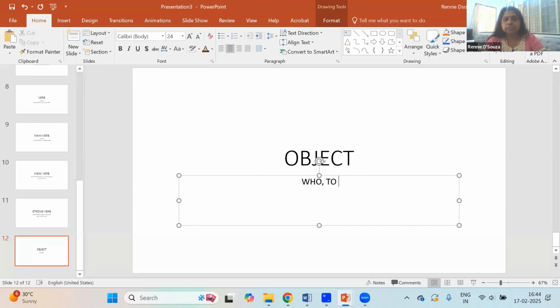In object we can see who, to whom, where, why, or how, maybe how long, when, how much, how far, how long. All this will come under object, as the answer of this will come under object or the third part of a sentence.